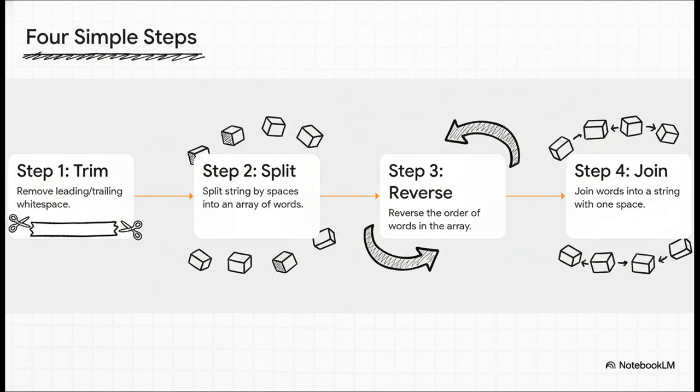First up, you trim it. Just chop off any white space from the beginning and the end. Then you split the string into an array of words. And the cool thing is that the split function usually handles those multiple spaces for you. Step 3, you just reverse that array. Easy enough. And finally, you join all those words back together into a brand new string using a single space.